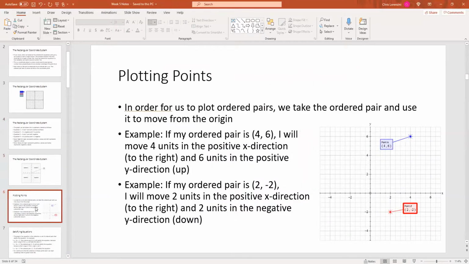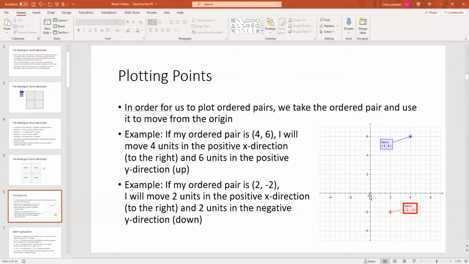So how do we plot points? We always take our ordered pair, which would be written just like this, in parentheses, x value, y value. Then we start at the origin, which is this little circle right here. I move the appropriate distance in the x direction, and then the appropriate distance in the y direction. If my ordered pair is (4, 6), both of those numbers are positive, so I should end up in that first quadrant in the top right. I start at the origin here.